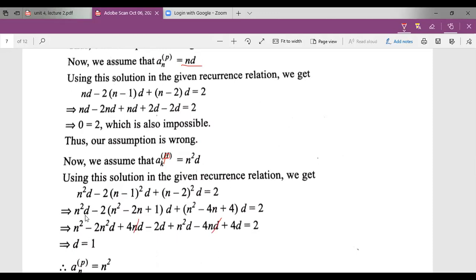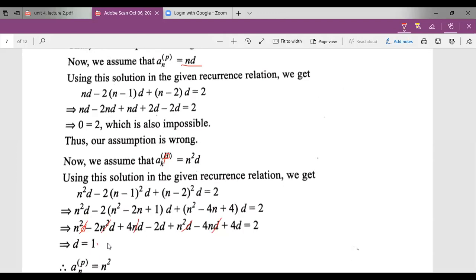We simplify these expansions: n square d minus 2n square d plus 4nd minus 2d plus n square d minus 4nd plus 4d is equal to 2. So n square d plus n square d minus 2n square d cancel, the 4nd and minus 4nd cancel, remaining minus 2d plus 4d, 2d is equal to 2. So from that d is equal to 1.